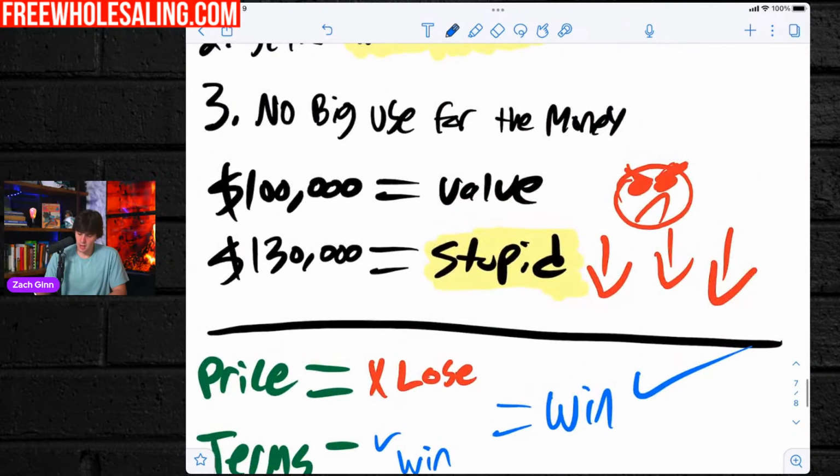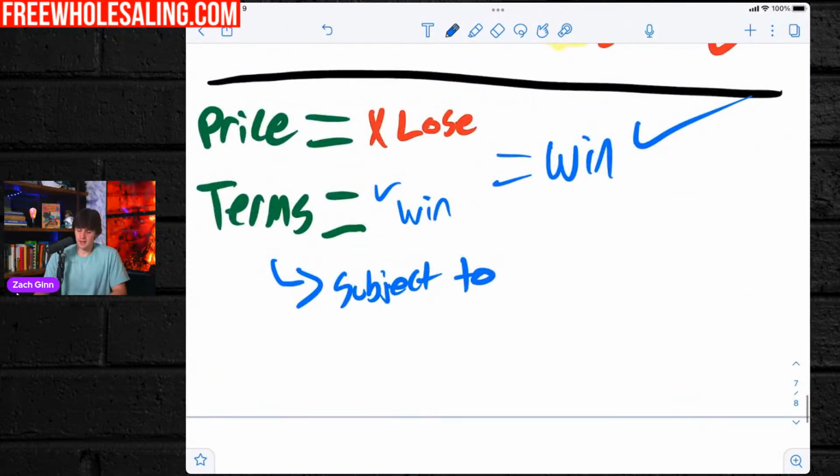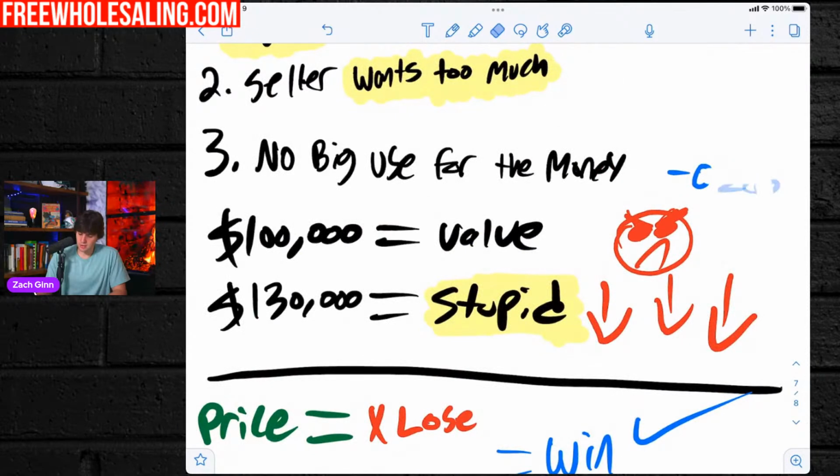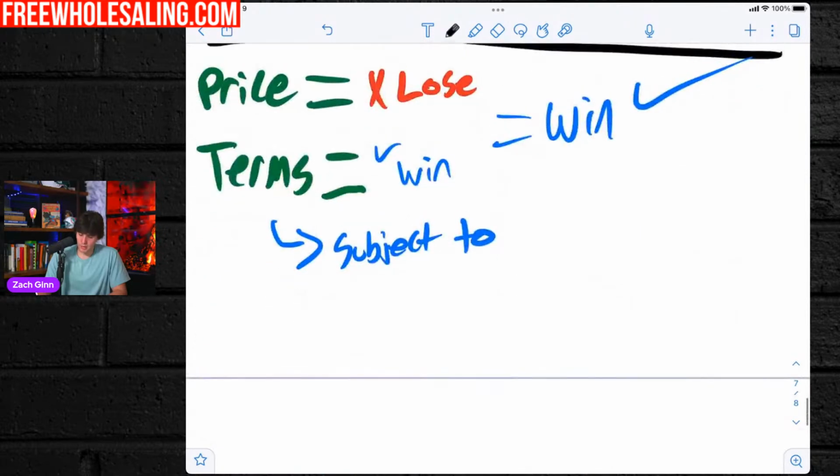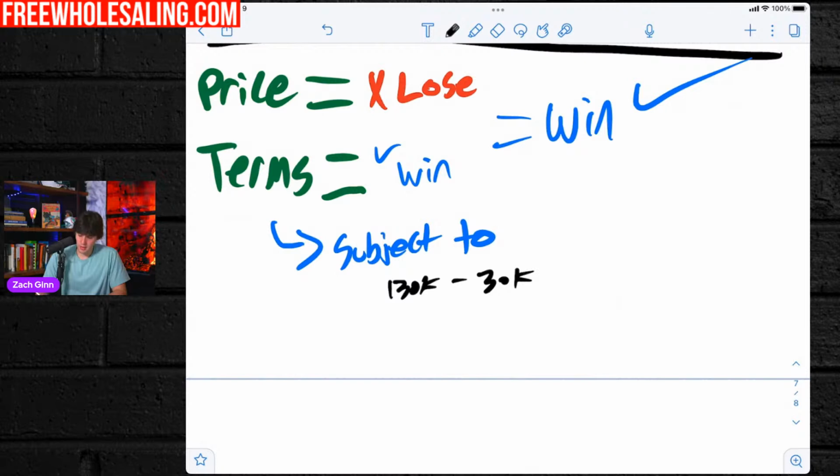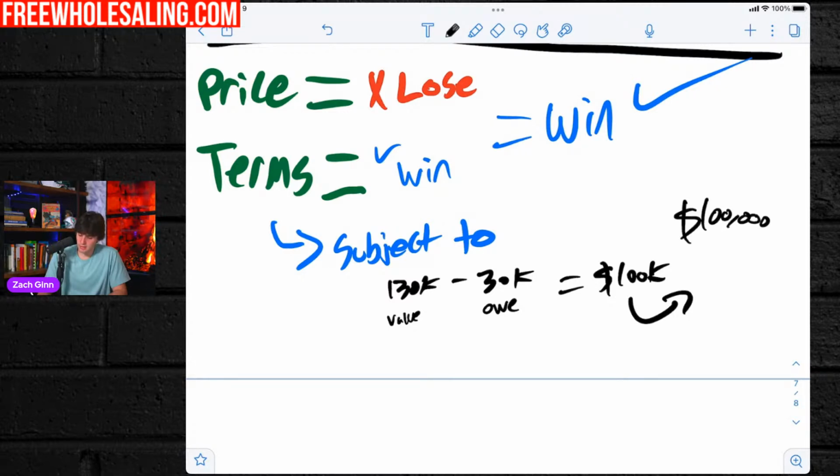Oh, I didn't mention this. He owes nothing, zero equity, or let's say he owes $10,000. Let's do a couple of examples. Let's say he owes $30K on this loan. That means at 130, he owed $30K on it. Basically, let's do the value and then what's owed. He has $100K in equity, which means I would have to give him $100,000 and then pay the PITI.